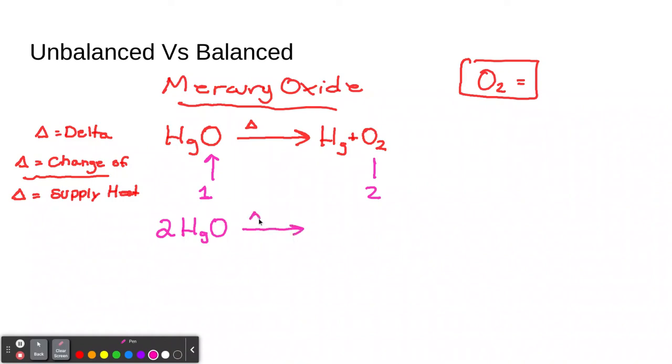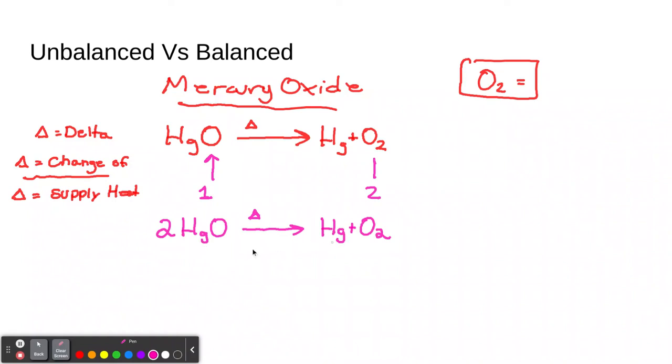And it will yield, and we put that delta sign, meaning we have to add heat. And we have our mercury plus our oxygen. Right? Now, there's another problem. Right now, this 2 is telling us we have 2 oxygen now. Because this mercury and oxygen are together, it's not separated by a plus or minus, so we need 2 of them.